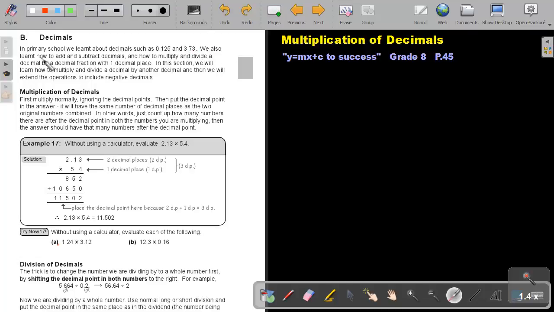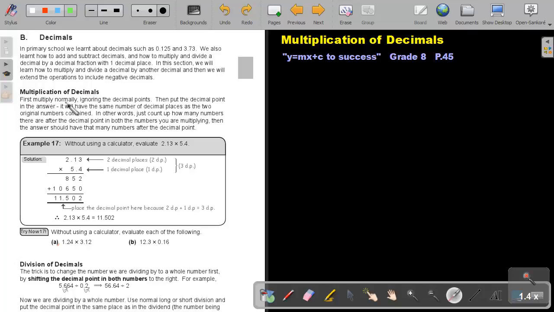We also learned how to add and subtract decimals and how to multiply and divide a decimal by a fraction with one decimal place. In this section, we will learn how to multiply and divide a decimal by another decimal, and then we will extend the operations to include negative decimals. But first, let's just look at multiplication of decimals.